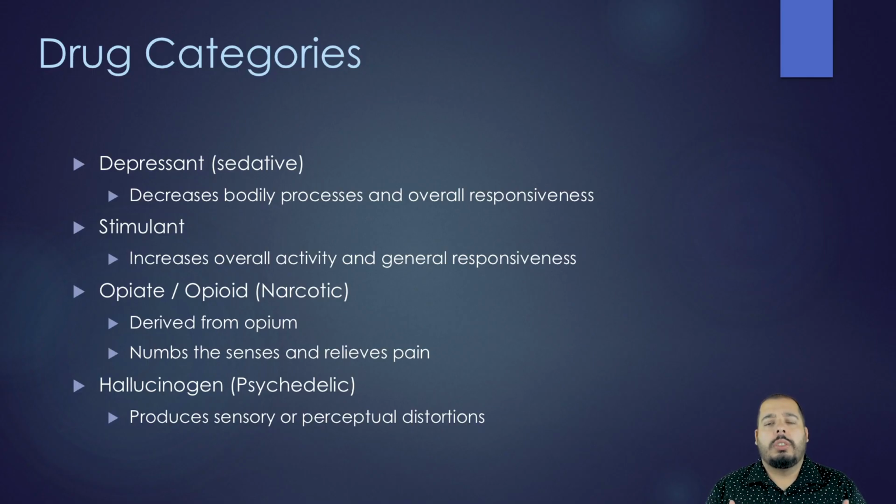There are several categories of drugs which include depressants, also known as sedatives. The name doesn't refer to the drug causing depression, but that they decrease nervous system functioning.